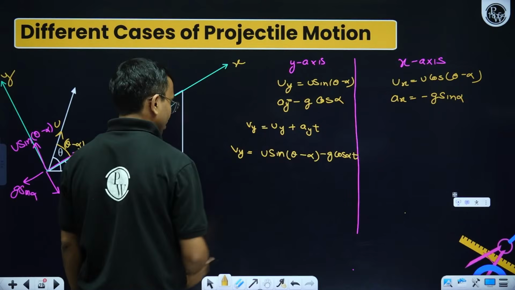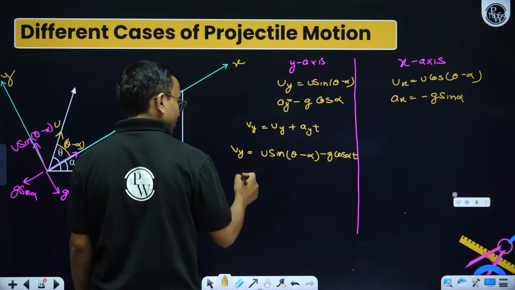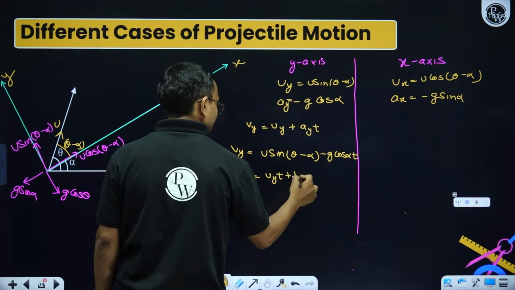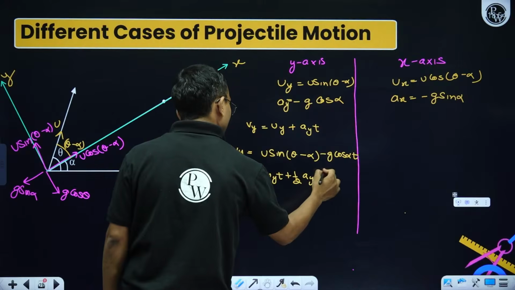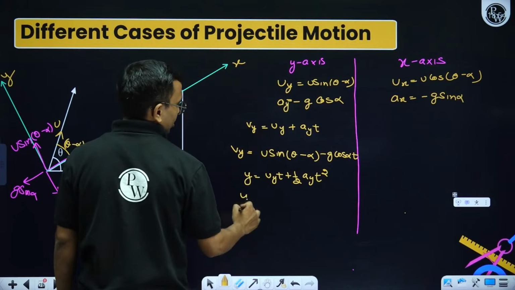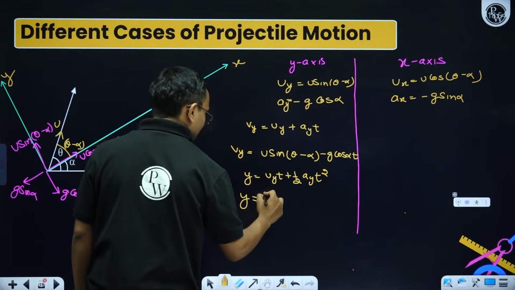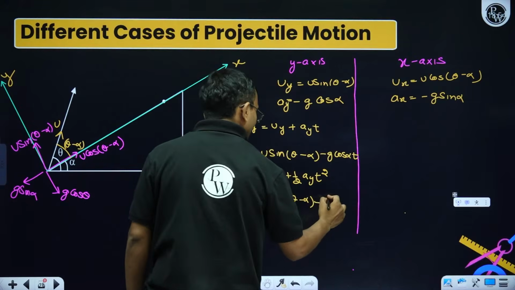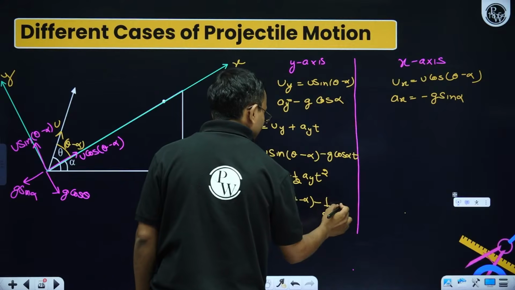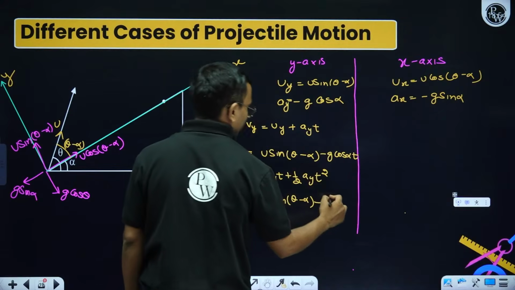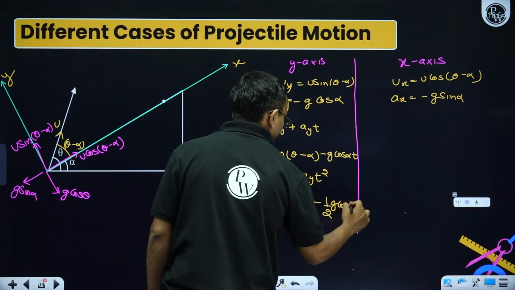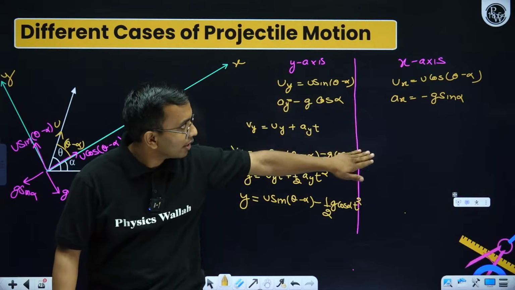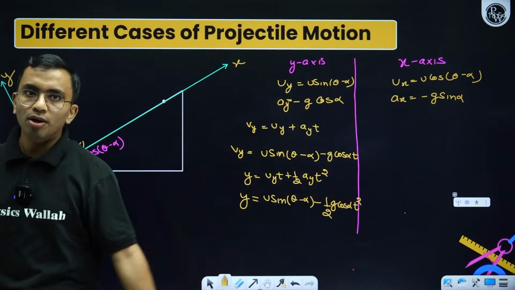You can write the y coordinate also. s equals ut plus half at square. So y equals uy t plus half ay into t square. So y equals u sin of theta minus alpha into t, minus half g cos alpha into t square, since ay was minus g cos alpha. That's all. Same thing you do along your x-axis. Observe the motion.